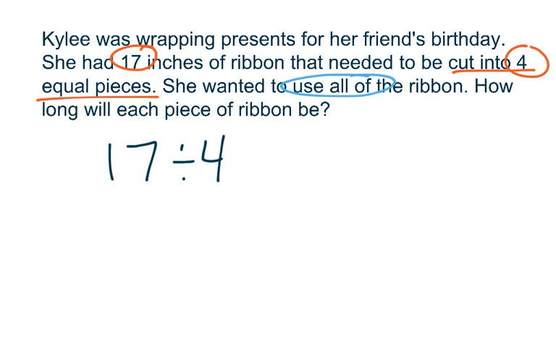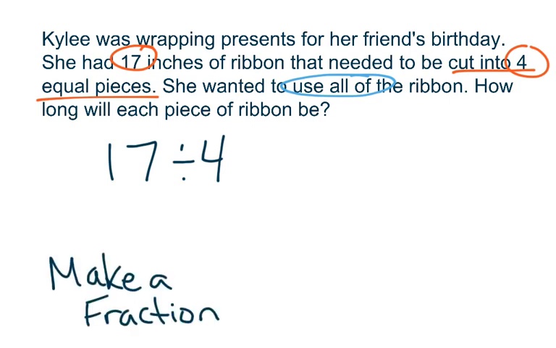This is a make a fraction problem. Now that we know it's a make a fraction problem, we need to divide. So we need to think, 4 goes into 17 how many times? If I was splitting 17 evenly into 4 groups, how many times would it split evenly? It would split evenly 4 times.